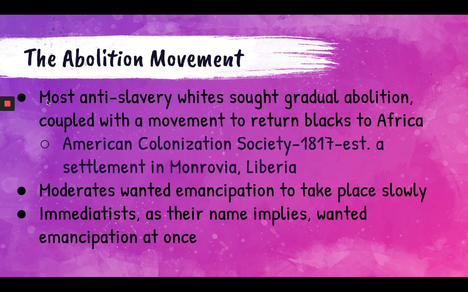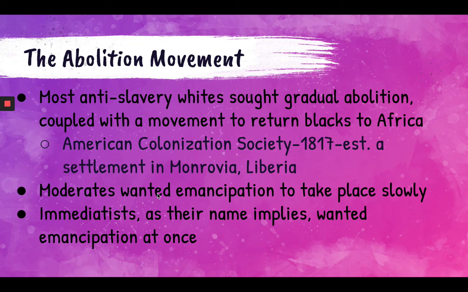So when we talk about the abolitionist movement, know that most abolitionists, those who fought for the freedom of slaves, sought gradual abolition or gradual emancipation, as well as this very short-lived movement of actually returning African Americans to Africa. There was a small society in Liberia where Africans from the United States were literally going back to Africa and kind of starting over from their roots, but this was very short-lived.